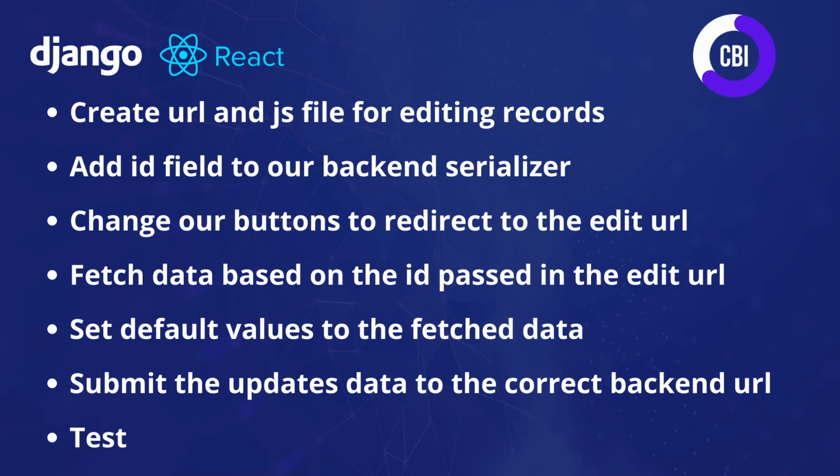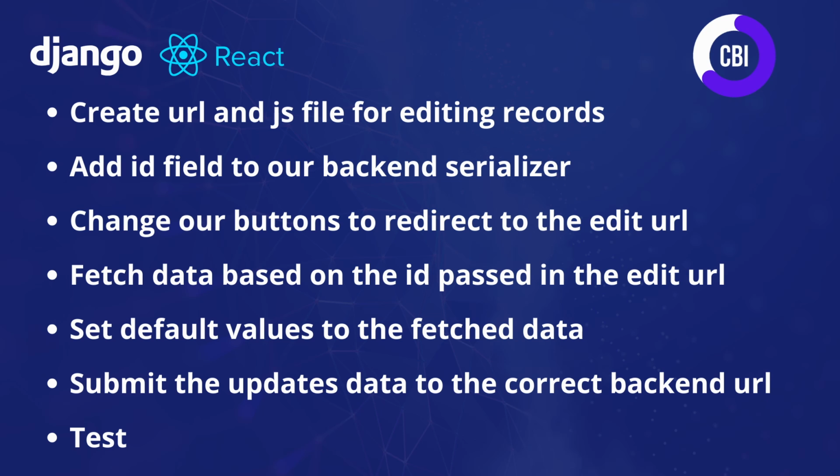We're going to start by creating a URL in our front end and creating a JS file for editing records. Next, we're going to go to our backend and add the ID field, because that is what we're going to use to navigate to the different pages. We're going to change the buttons in the table that we created in the previous video to make sure that we can redirect to the correct page.